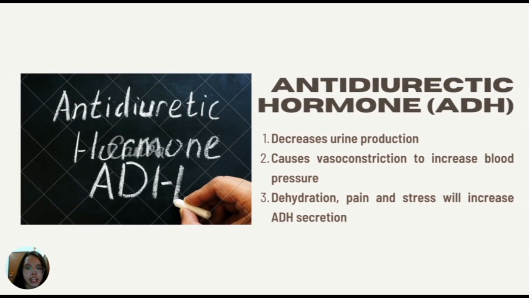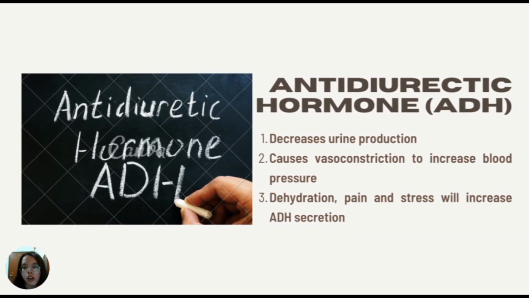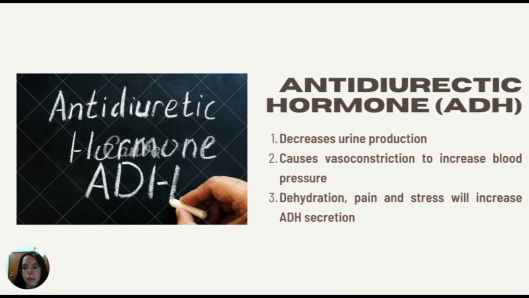Antidiuretic hormone (ADH) is a substance that decreases urine production. ADH causes the kidney to return more water to the blood, thus decreasing urine volume. ADH also decreases water loss through sweating and causes contraction of arterioles, which increases blood pressure. Dehydration, pain, and stress will increase ADH secretion.